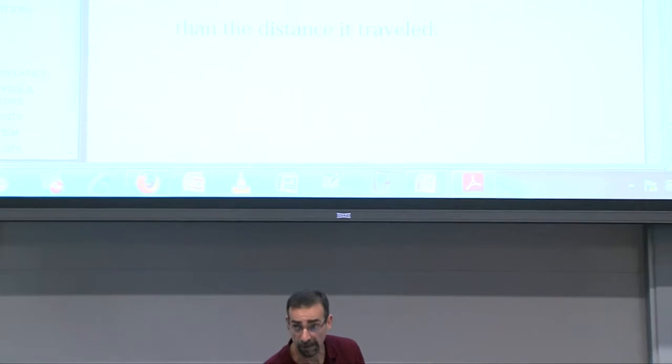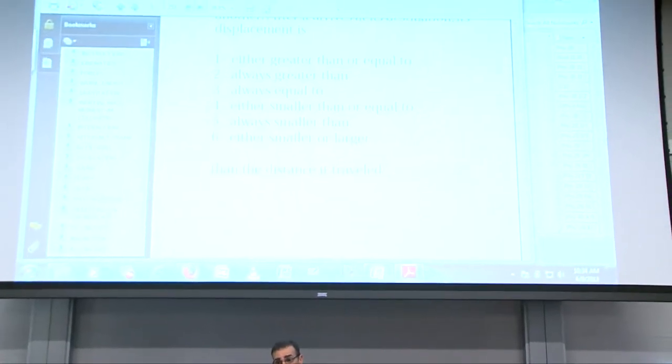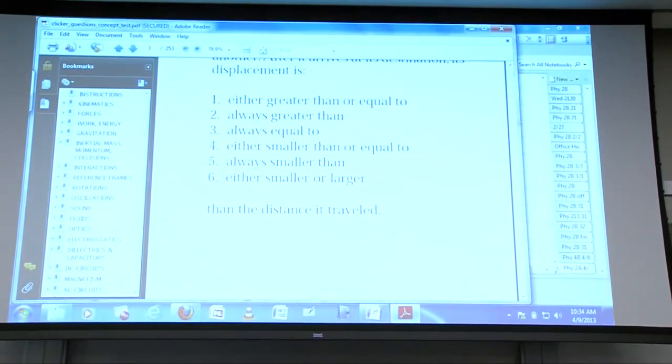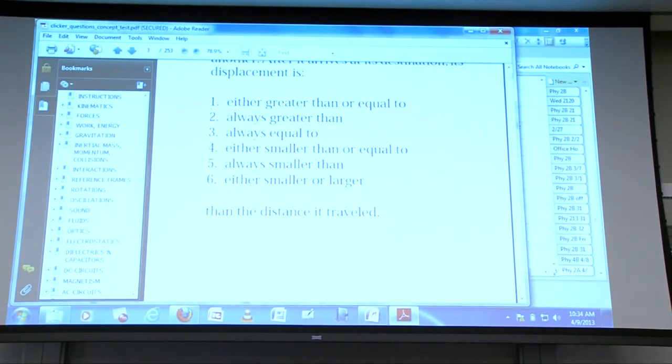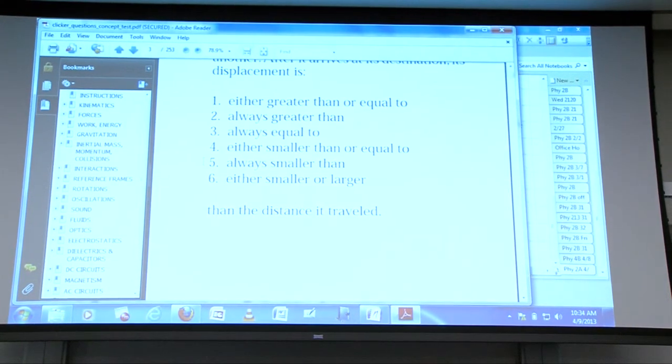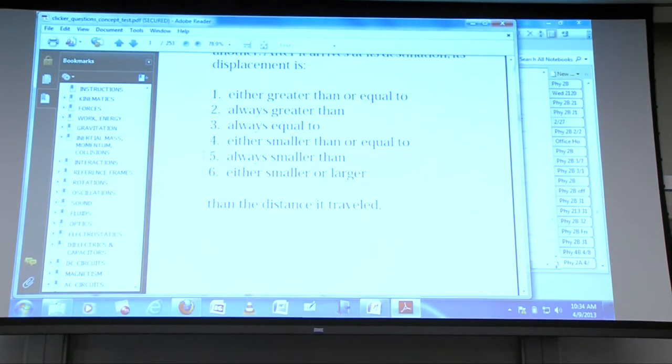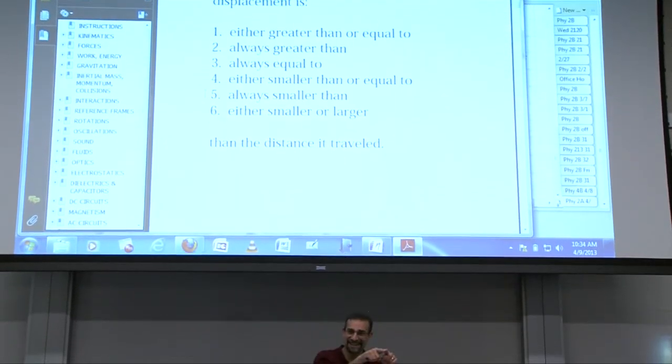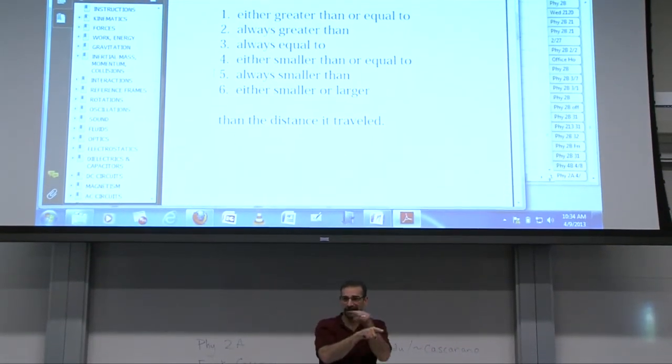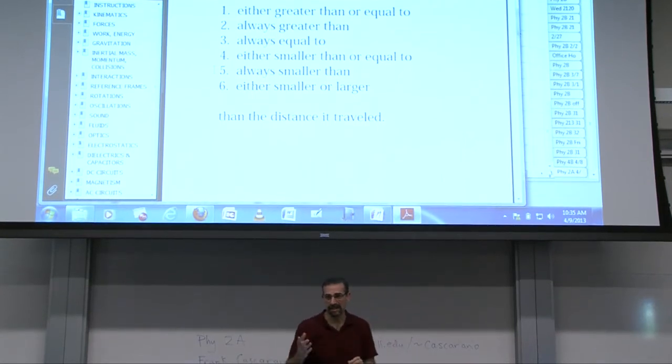Smaller or equal, number 4. Right, you could take the straight line path from A to B, and then your displacement and your distance traveled are the same. Or you can take the curved path from A to B, and your distance traveled is much greater than the straight line path, which is the displacement.